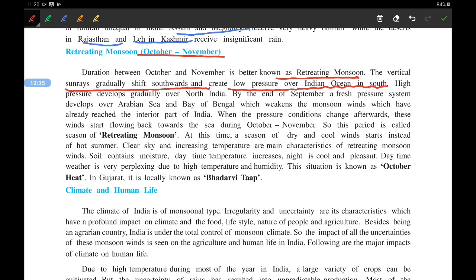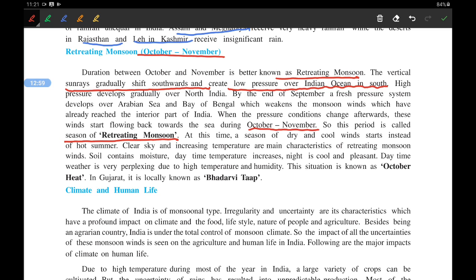By the end of September, a fresh pressure system develops over the Arabian Sea and Bay of Bengal, which weakens the monsoon wind, which has already reached the interior parts of India. When the pressure conditions change afterwards, this wind starts flowing back towards the sea during October and November. So this period is called the retreating monsoon.